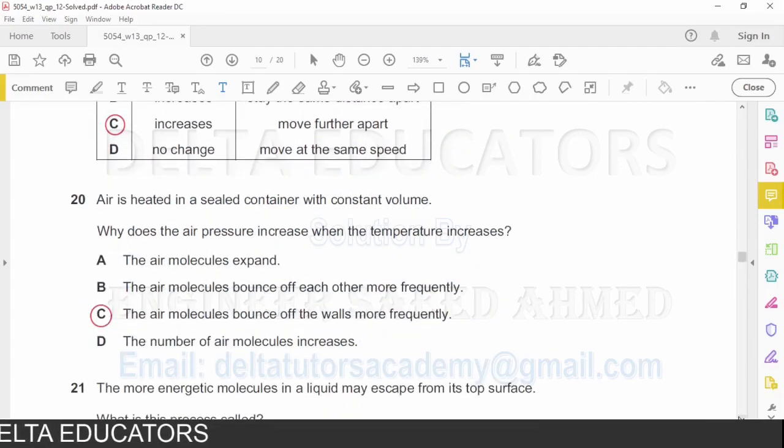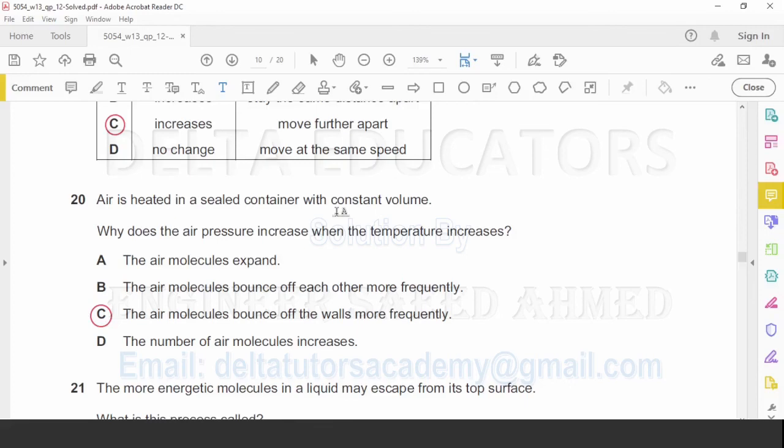Question number 20. Air is heated in a sealed container with constant volume. Why does the air pressure increase when the temperature increases? Here we are increasing the temperature, and volume is constant. When volume is constant, with the increase in temperature the molecules of the gas will move faster, and when they move faster they will strike more frequently with the wall of the container, and the pressure of the gas will be increased.